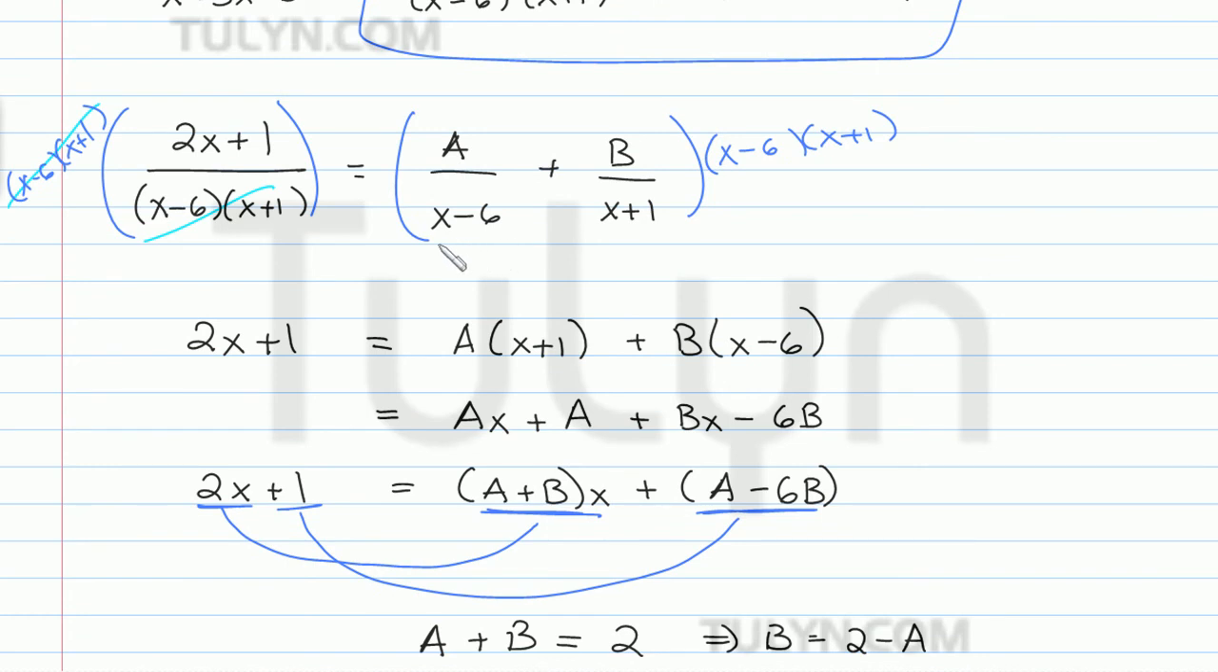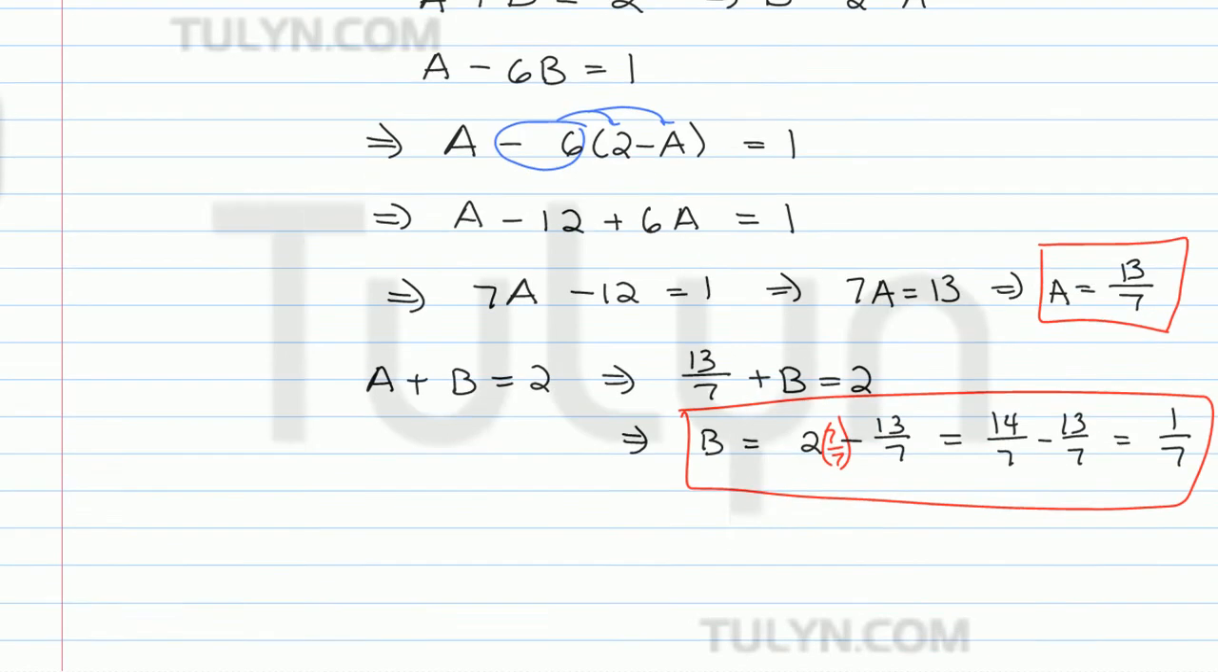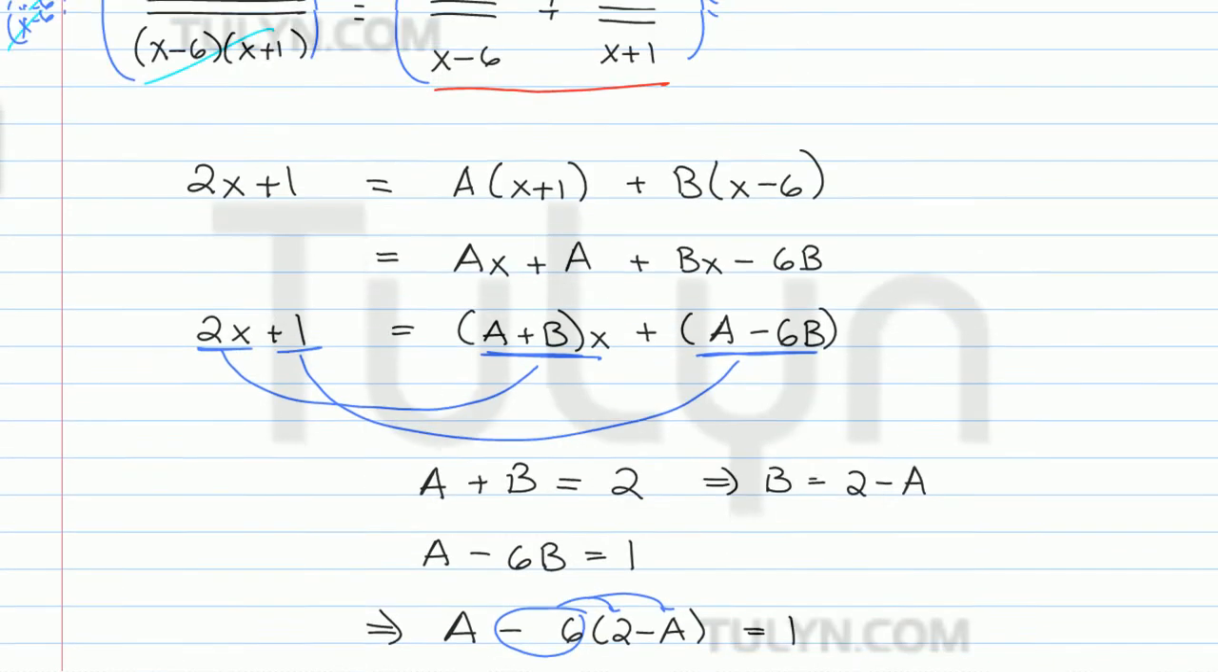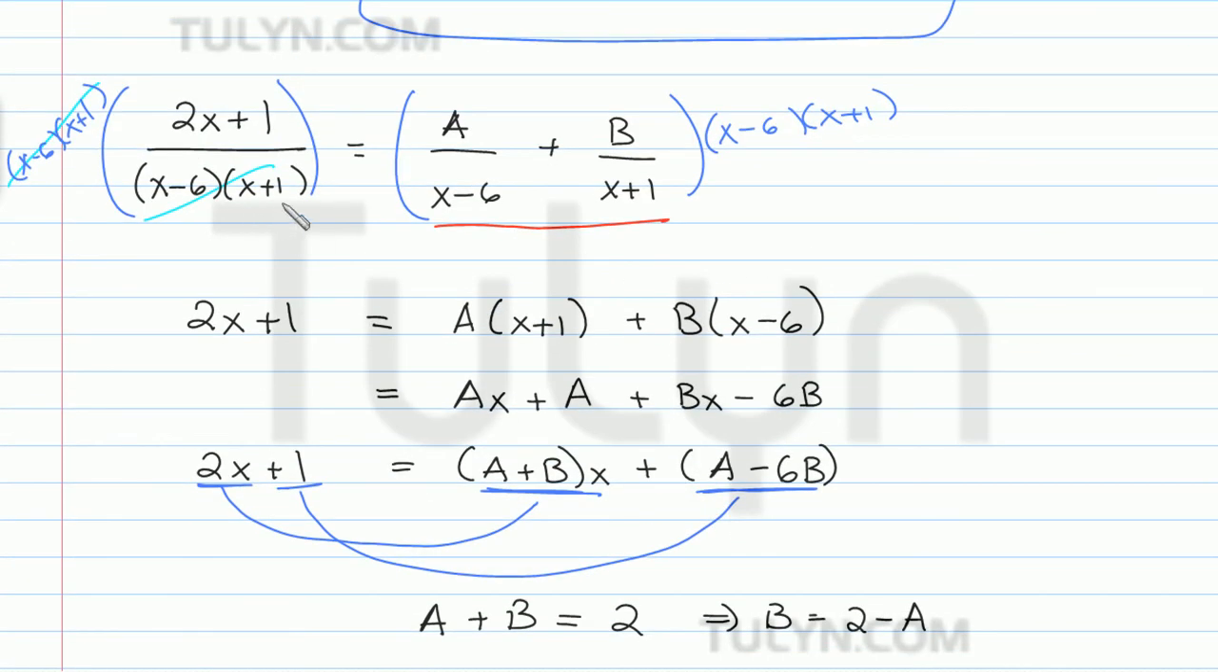And remember that our proposed partial fraction decomposition looks like that, so let's rewrite that. 2x plus 1 over x squared minus 5x minus 6 has to be equal to A over x minus 6 plus B over x plus 1, right? Let's check that.